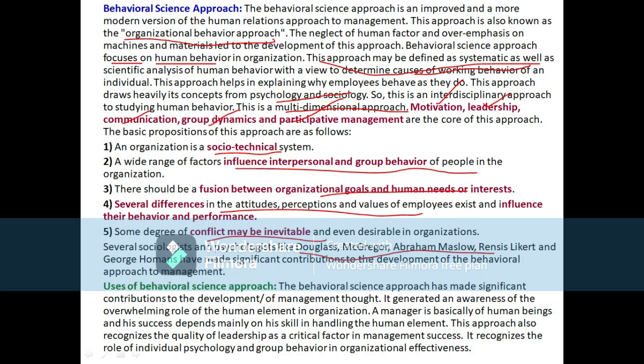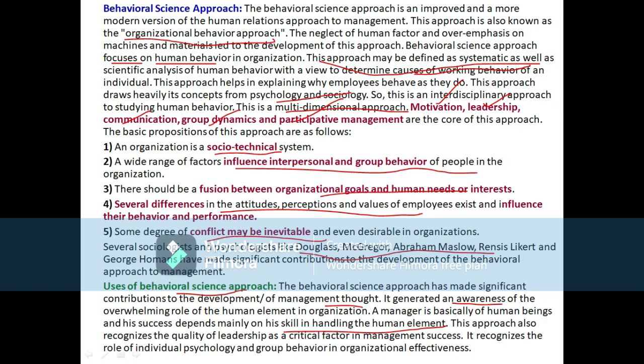What are the uses of the behavioral approach? The behavioral science approach has made significant contributions to the development of management thought. It generated an awareness. This theory created an awareness of the overwhelming role of the human element in the organization. Human elements definitely play an important role, so that is studied under behavioral science. A manager is basically a human being, and his success depends mainly on his skills in handling the human element, the persons who are working under him, and how he handles them.